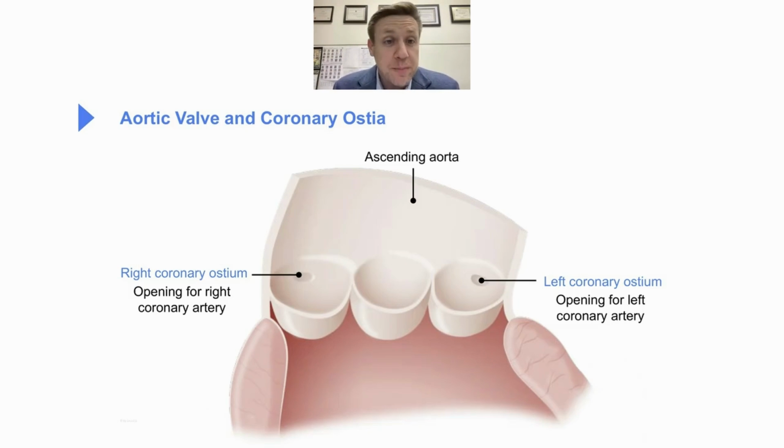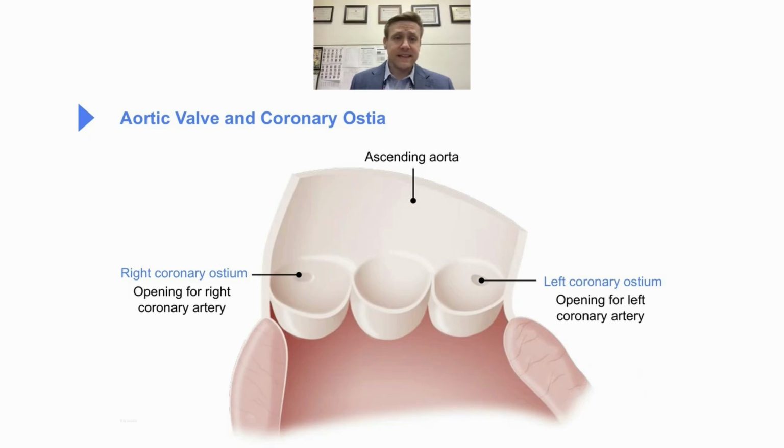The other term for the posterior cusp of the aortic valve is actually called the non-coronary cusp, and you can see why. It doesn't have any ostium here. They're on the other cusps. So posterior and non-coronary mean the same thing. We're referring to this cusp of the aortic valve.